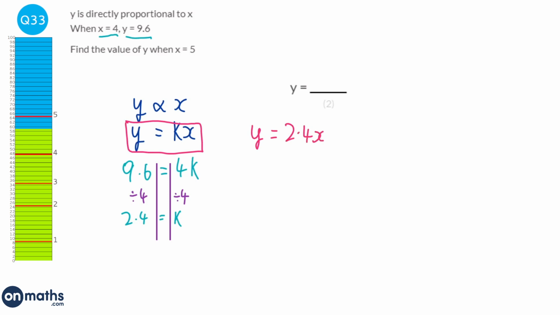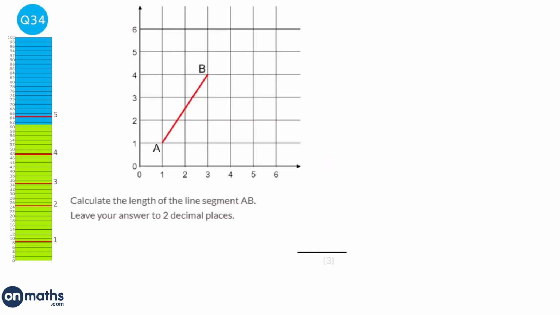And I'm going to find out what y is when x is 5. So y equals 2.4 times 5, which will equal 12. So we know that y is 12. So here we can just draw in 2 extra lines, and we can see that it makes a right angled triangle.